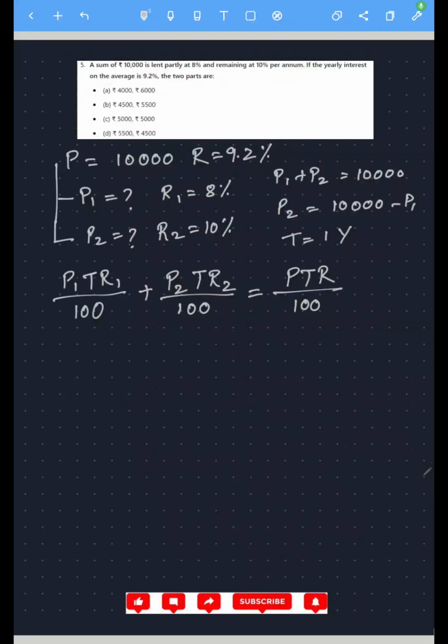The overall principal of 10,000 was split into two principals, P1 and P2, that we have to find out, and given out at the rates of 8% and 10% respectively. The most important thing that we have to understand here is P1 plus P2 is equal to 10,000. That is P2 equals 10,000 minus P1. The time period is 1 year, so that's not a big issue. And the overall yield is 9.2%.